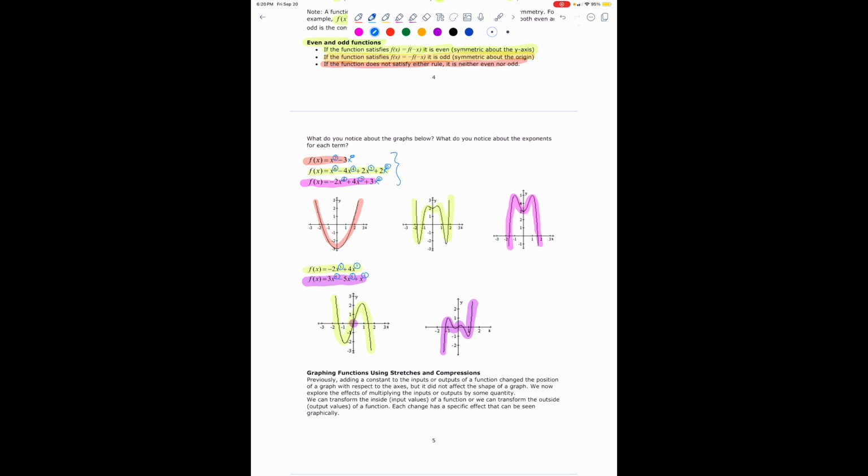If you have mixed powers, let's say you have the function f of x equals 2x squared minus x plus 1. Notice how you have even here, odd here, even here. So you're going to say this is neither even nor odd, because if you graph it, you're not going to notice that it is symmetrical about the y-axis. You're not going to see that it's symmetrical about the origin either. And because of the mixed powers here, we are sure that this is neither even nor odd.